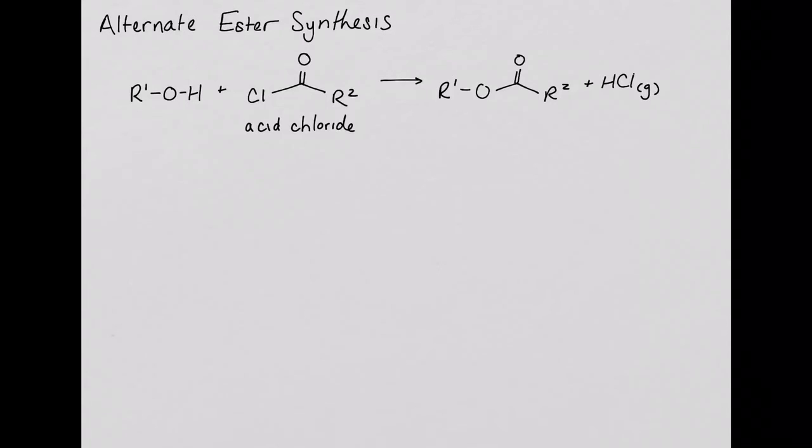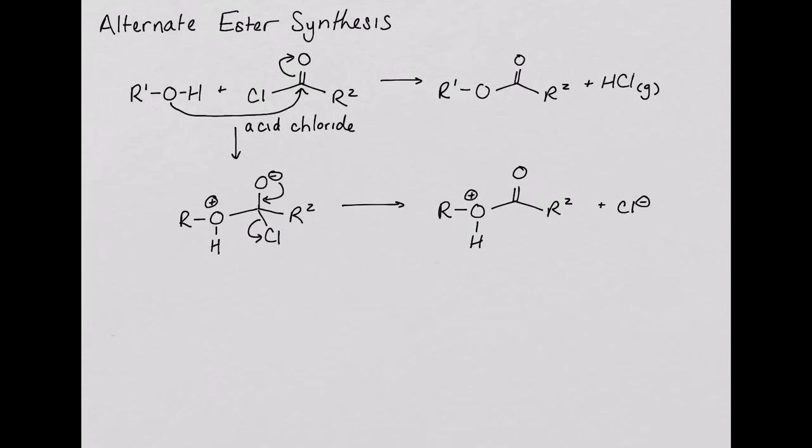Remember that the purpose of the strong acid in the Fischer esterification is to improve the electrophilicity of the carboxylic acid. The acid chloride is already a good electrophile because it has a good leaving group, the chloride. In the first step, the alcohol attacks the acid chloride to form the tetrahedral intermediate. In the next step, the carbonyl reforms, kicking off the chloride leaving group.